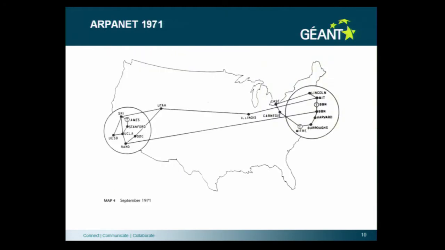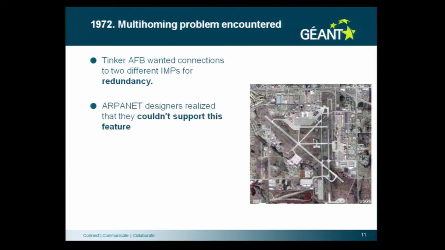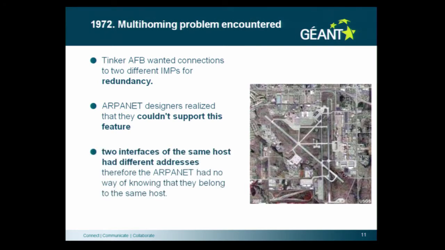So, on December 5th, 1969, the ARPANET had 4 nodes: Utah, UCLA, Stanford, and I think Berkeley. In 71 it expanded a little bit, and in 72 they encountered one of the first problems with their ARPANET architecture: multi-homing. This is a satellite image of Tinker Air Force Base, and in 72 they wanted to connect it to 2 different routers, these IMPs, which we now call routers, for redundancy. The designers realized that they couldn't really support this feature. They were naming these interfaces like we do now, and they couldn't support multi-homing to the nodes of their network, so they had to work around it.